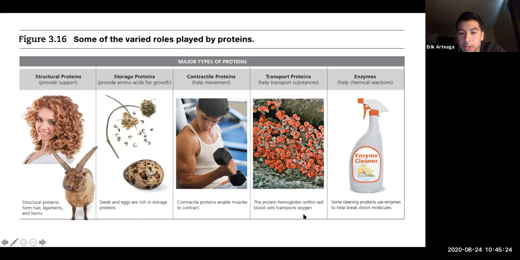Transport proteins. So proteins like hemoglobin in red blood cells transport oxygen, and then we have enzymes, right? Remember we talked about breaking down hydrogen peroxide, right? You pour hydrogen peroxide in your cut, and it breaks down the H2O2. Again, enzymes are important to protect against reactive oxygen species, as well as breaking down different chemicals, right?